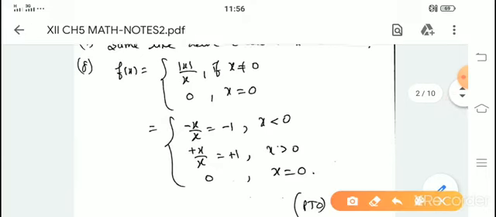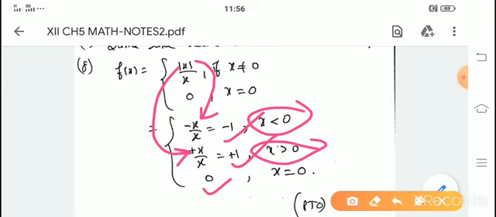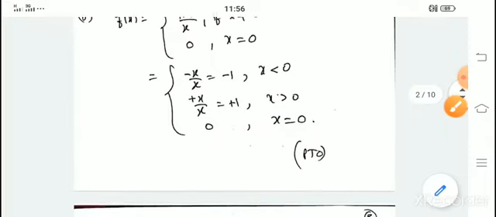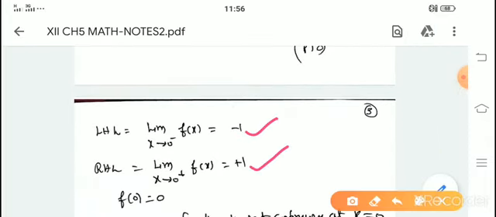Redefine this one means when x less than 0, we know very well mod x is minus x. When x is greater than 0, mod x is plus x. So accordingly simplification you do minus 1, plus 1, 0. That means left hand limit at 0 will be minus 1, right hand limit at 0 will be plus 1, but the value of the function at x is equal to 0 is 0. Hope this one understood, because it is very clear left hand limit is not equal to right hand limit, even though we will do the problem with the consecutive steps. Look, so left hand limit is minus 1, right hand limit is plus 1, f of 0 is 0.